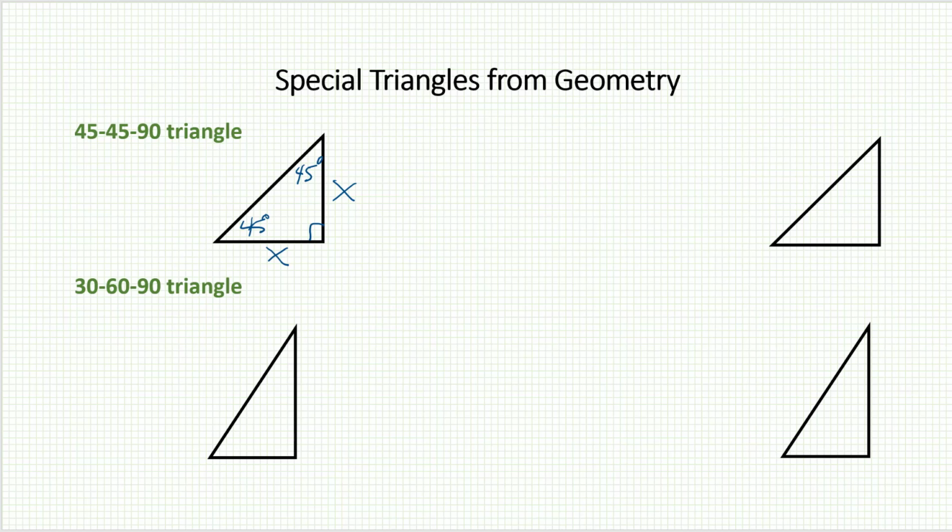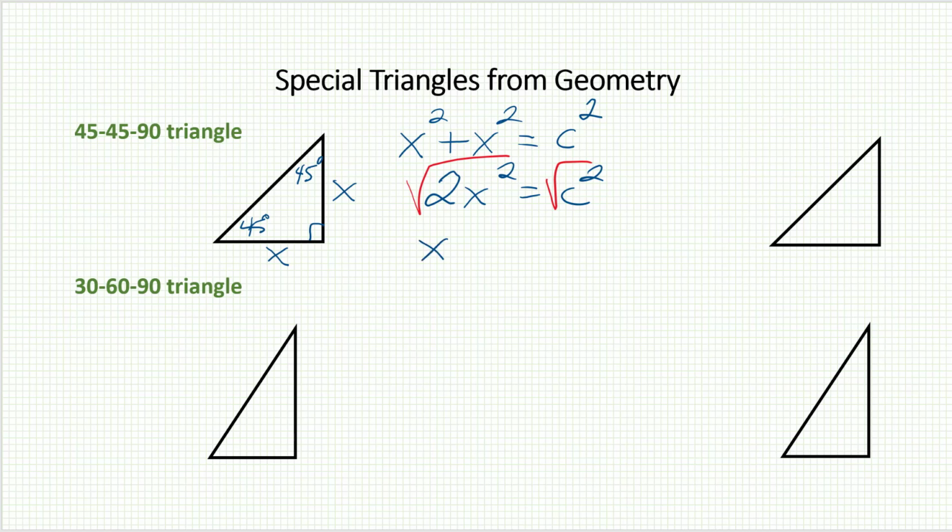Well, we can figure that out using the Pythagorean theorem. If I square the first leg and I square the second leg, and I add those up, that will be the hypotenuse. We usually call that c, the hypotenuse squared. Let's solve for c. This gives me 2x squared equals c squared. Square root each side. Since x squared is a perfect square, I can take that out of the square root, leaving me with c is equal to x times the square root of 2.